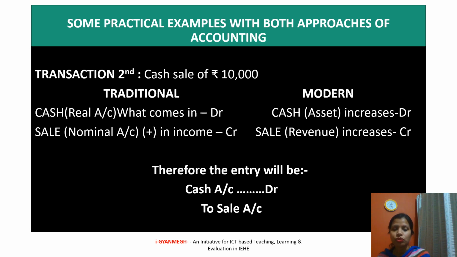In traditional approach, cash is a real account. Therefore, what comes in will get debited, and sale is a nominal account. It is income, so it will get credited. According to modern approach, cash is an asset. It increases, therefore it will get debited, and sale is a revenue. It is also increasing, therefore it will get credited. Ultimately, the entry will be cash account debit to sale account.